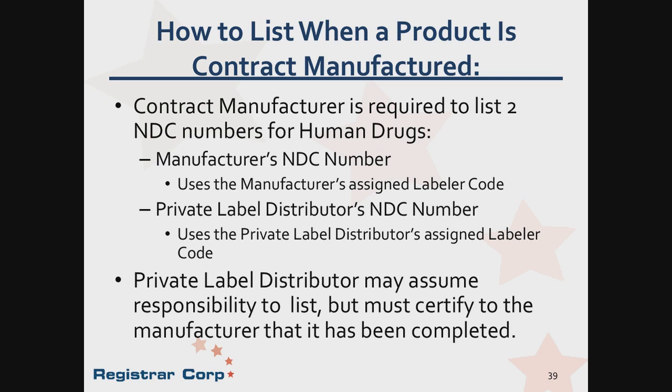The private label distributor may list on behalf of the contract manufacturer, either under its labeler code or under both labeler codes. Either way, the private label distributor must certify that the product has been listed so that the contract manufacturer knows that the requirement has been met.